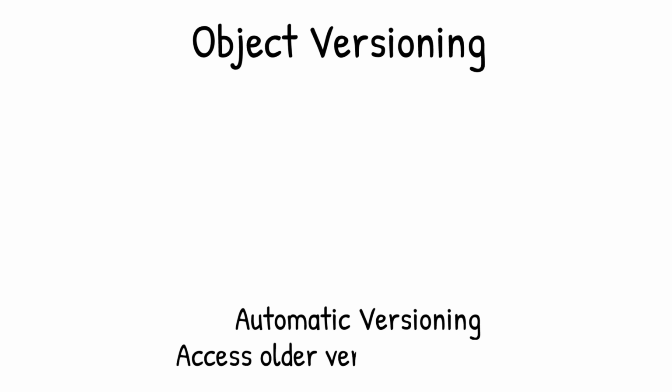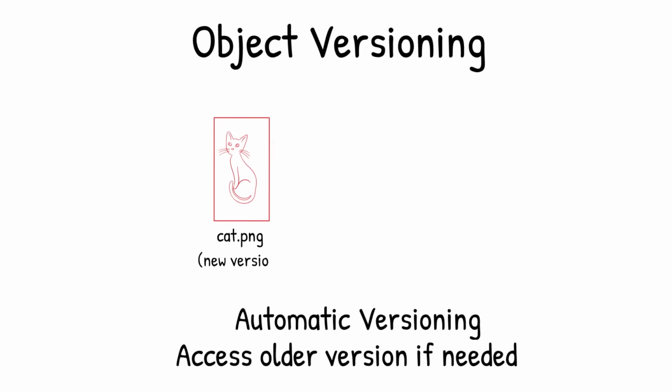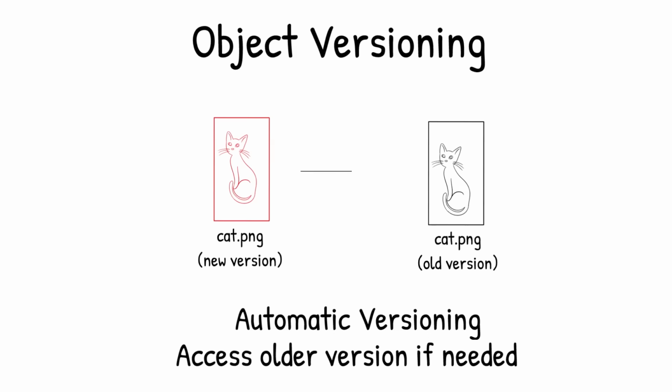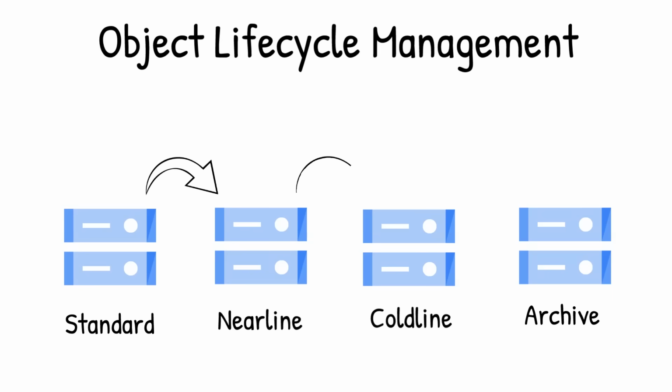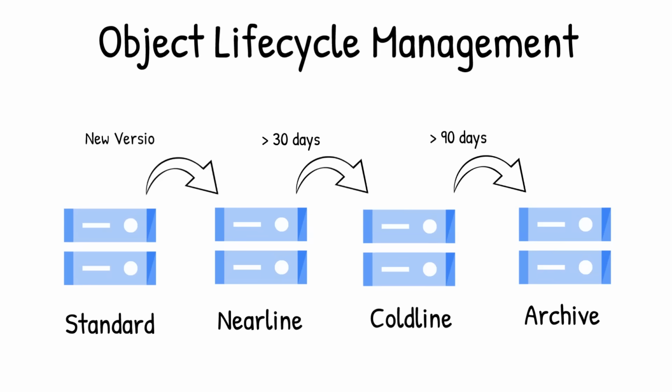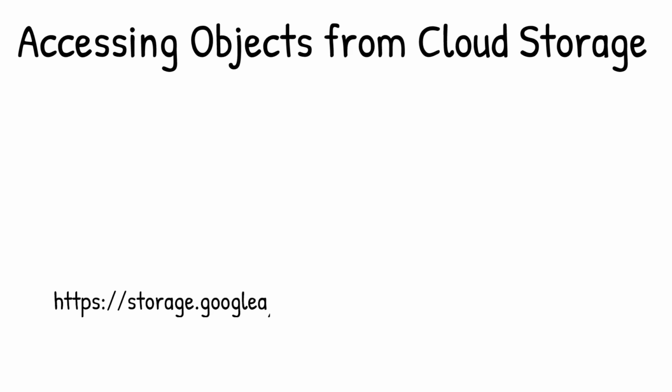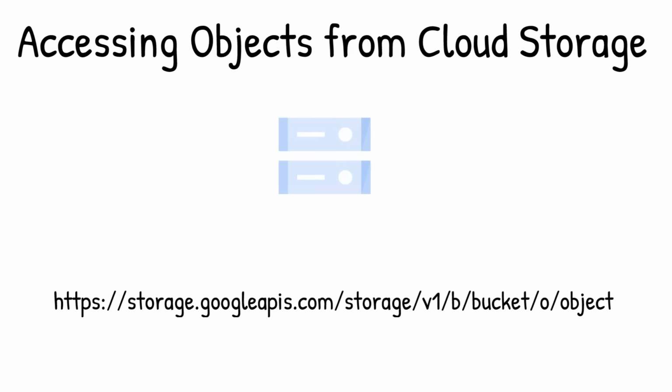Cloud storage offers automatic object versioning, so you don't have to worry about versioning and can still access the older version if needed. With Object Lifecycle Management, you can automatically transition the data to lower-cost storage classes when it reaches a certain age or when you store a newer version of a file. Once you have stored the data, accessing it is easy with a single API call for all storage classes.